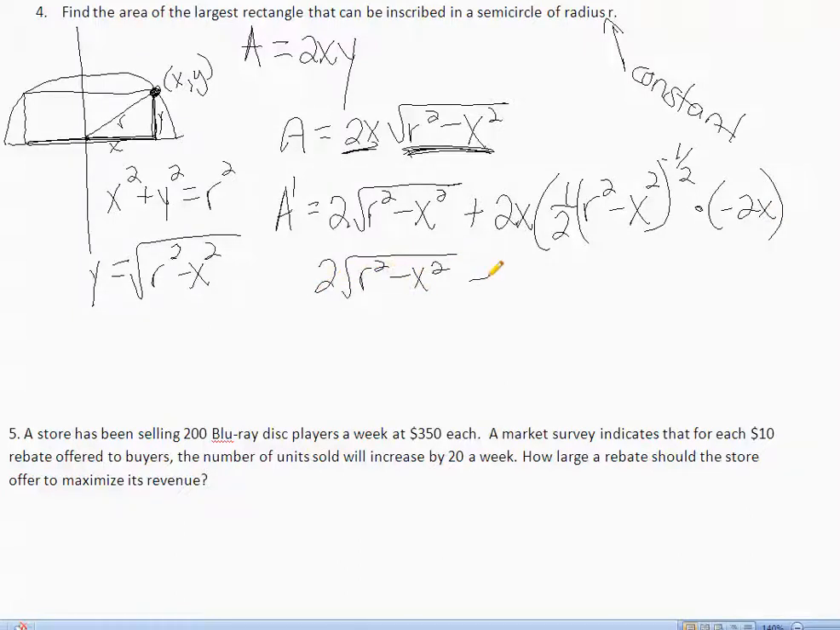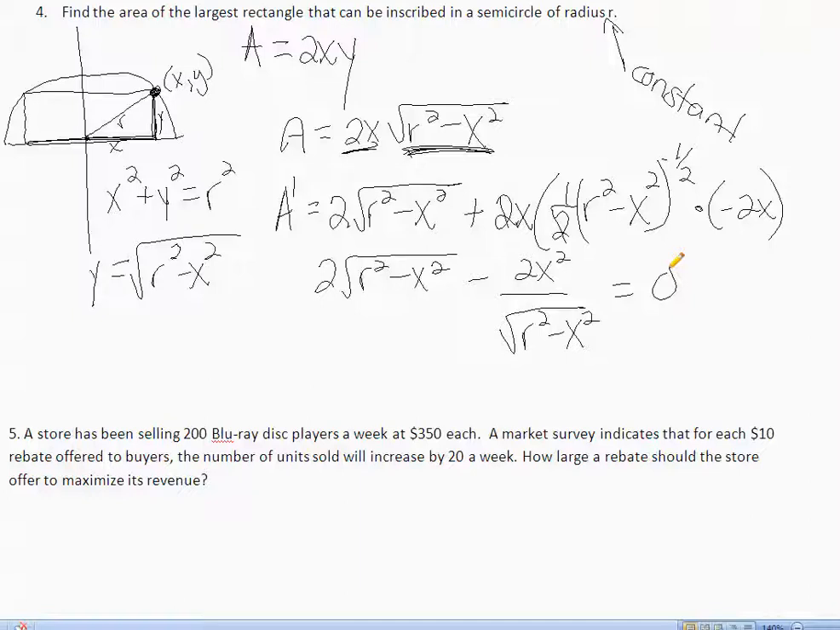So this would be minus, okay, and what? This would cancel with this. I'd have 2x squared in the numerator over the square root of r squared minus x squared. Now I need to set this equal to 0 and solve. You're solving for x in terms of r. Okay, so how would you do this? How would I solve this for 0?